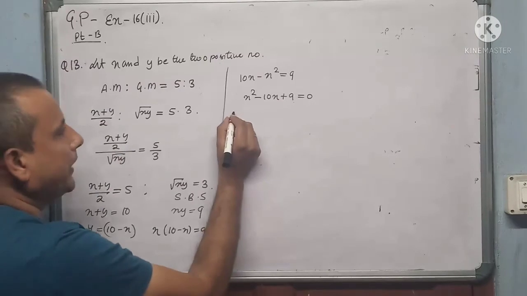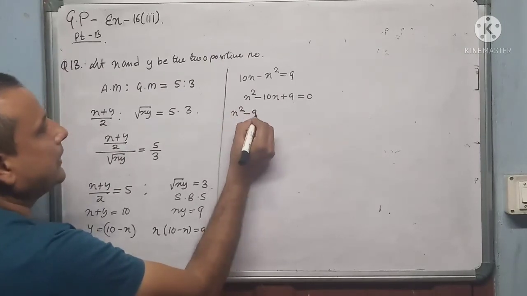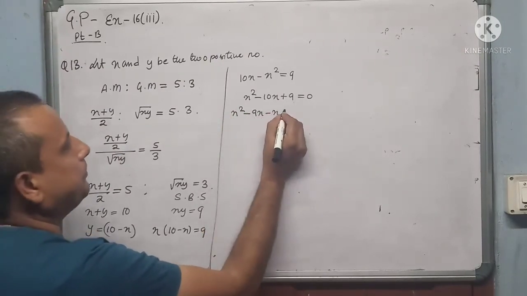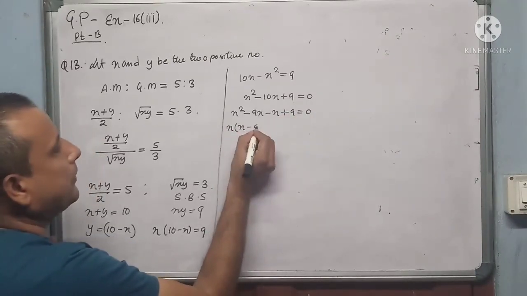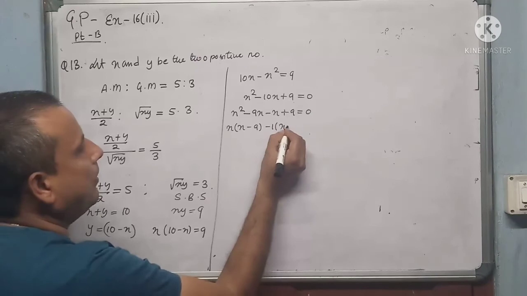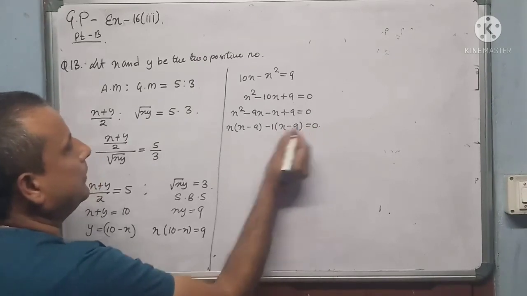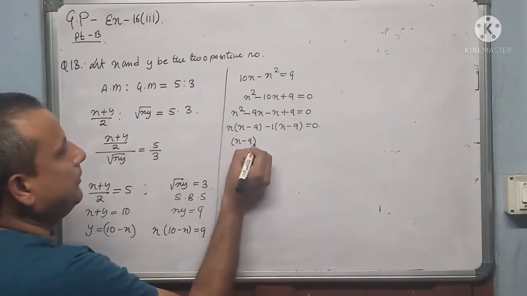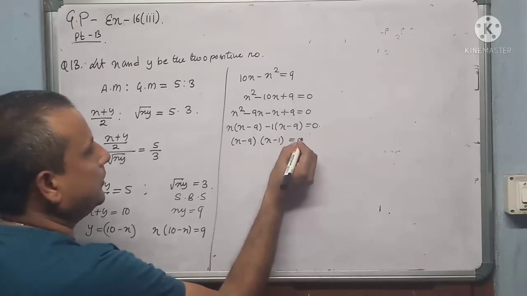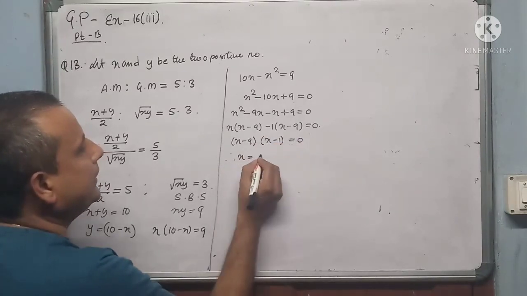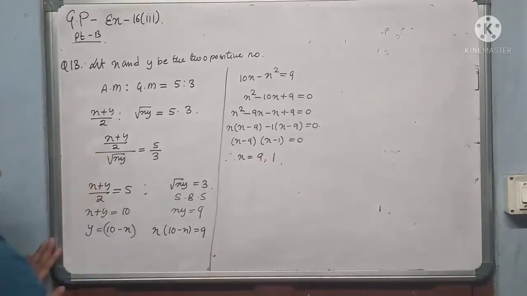Now resolve into factors. x square minus 9x minus x plus 9 equals 0. Then I'll take x common: x(x minus 9) minus 1(x minus 9) equals 0. Now it is (x minus 9) into (x minus 1) equals 0. Therefore, the value of x is 9 or 1.